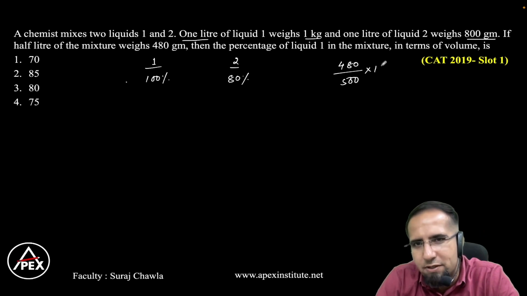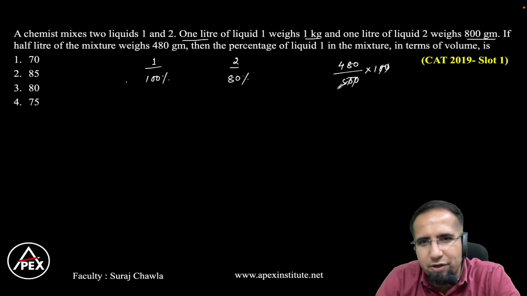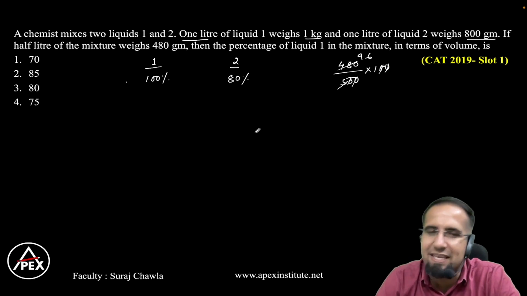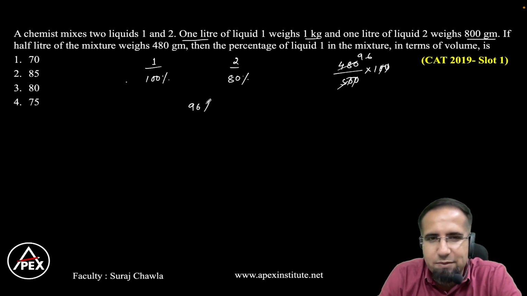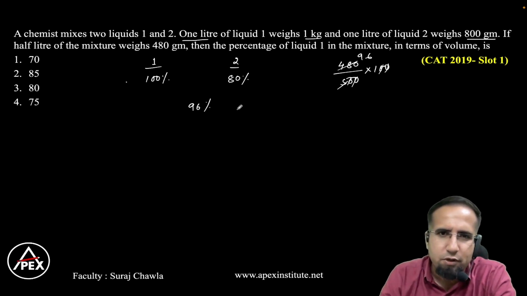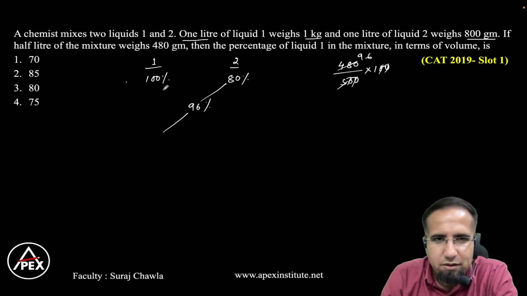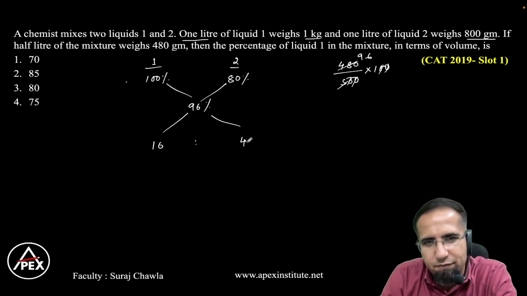So if I talk about the percentage here, the zeros get cancelled. This is 4 by 5. So I have 80% once I mix both of them. So when I alligate them, I get the ratio in which I have mixed them. So this gives me 16, this gives me 4. 16 is to 4 is nothing but 4 is to 1.